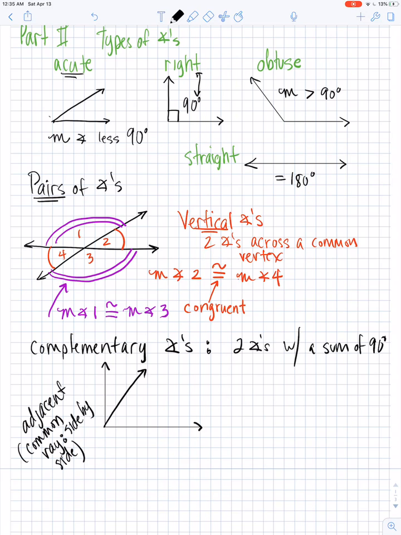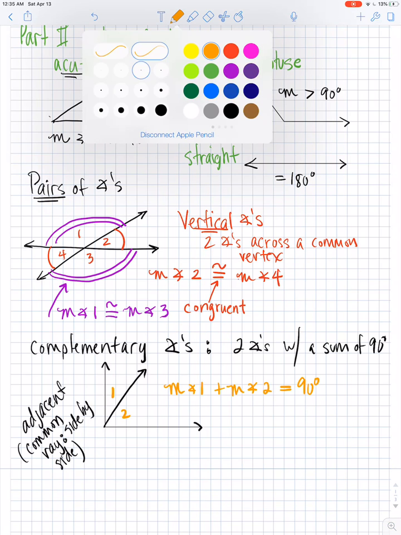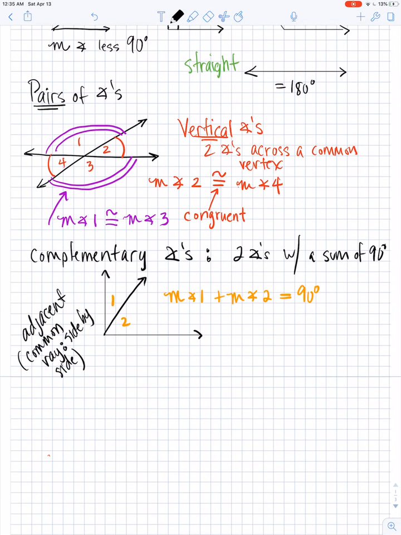But complementary angles, let's get back to that. I'll put some numbers in here. So I have an angle 1 and angle 2. Complementary angles, measure of angle 1 plus the measure of angle 2, well, they sit inside a right angle, so their sum must be 90 degrees. And not only do we have complementary angles, we have another type of pair of angles, and those are called supplementary angles. And supplementary angles are two angles with a sum of 180 degrees.